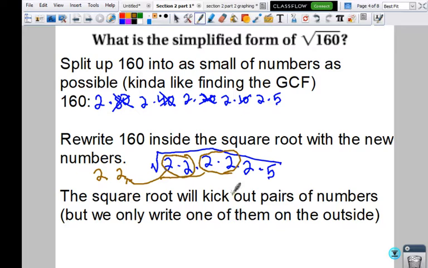Alright, so we are going to multiply everything that got kicked out, and everything that's left over. A 2 and a 2 got kicked out, right? So you're gonna do 2 times 2 is 4. And then I'm going to have the square root, and I'm going to multiply everything left. What's left inside? 2 times 5, right? Which is 10. The simplified form of the square root of 160 is 4 square root of 10.